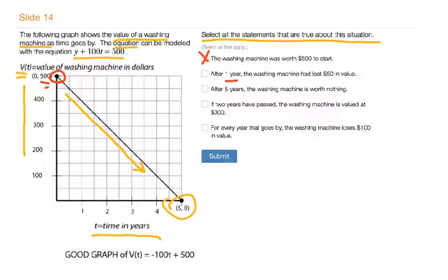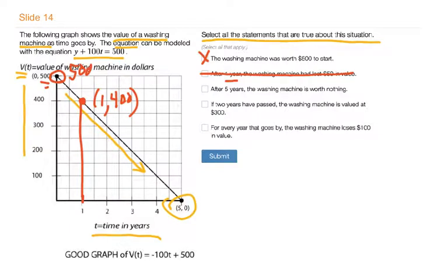So here's my 1 year mark right here. I'm going to go all the way up and get the value here. So when x is 1, what's the value of y? 400. I didn't lose $50 because I started at 500, and after 1 year it was worth 400. So that's not true. After 5 years, the washing machine was worth absolutely nothing.